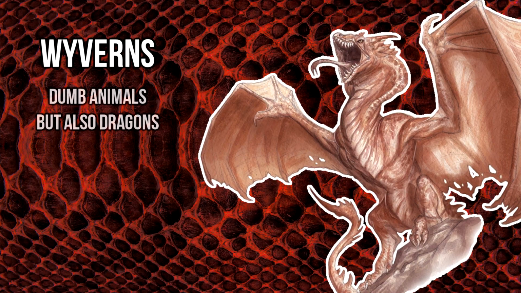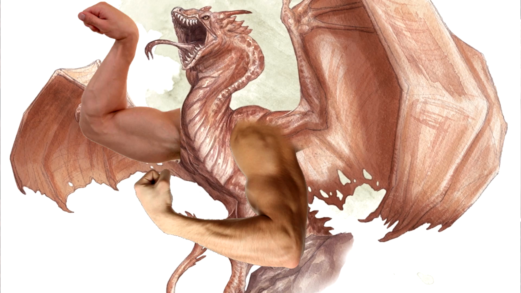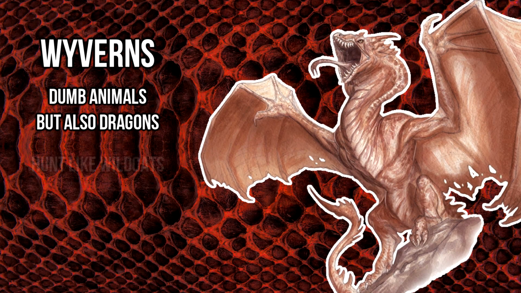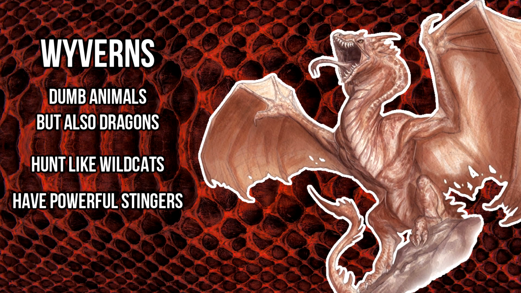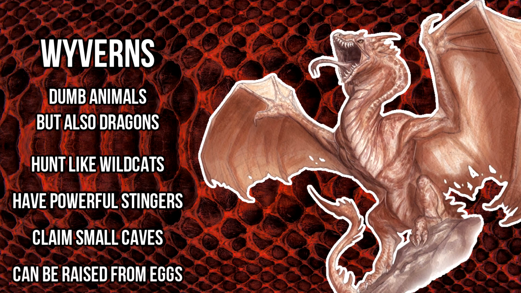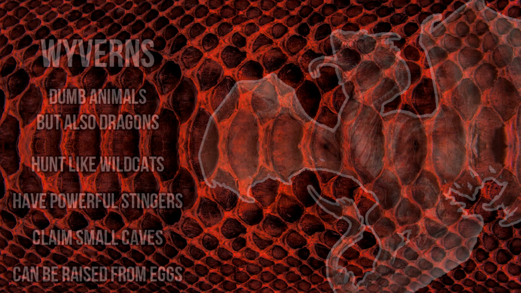Wyverns are brainless, animalistic cousins to dragons who, as I said before, don't got arms. They hunt like wildcats, kill with stingers, and also like caves. And people raise them for some reason.